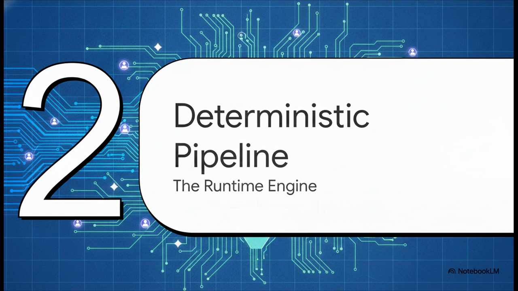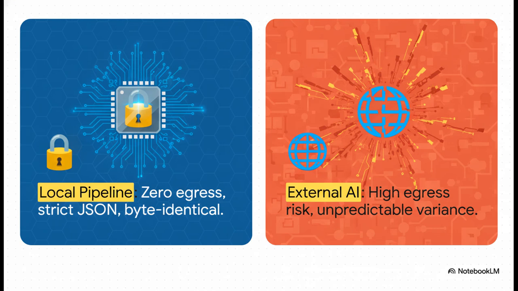Which brings us to Section 2, Deterministic Pipeline Efficiency, the runtime engine. Now just look at the stark contrast here. Over on the right, the non-deterministic external AI approach. It gives you unpredictable variance, high egress risk, and really weak guarantees on the actual shape of the data it returns. But on the left, Schemalyser's deterministic local pipeline.